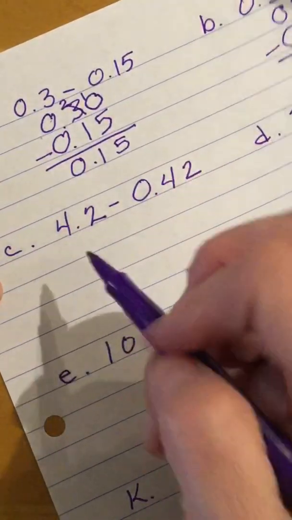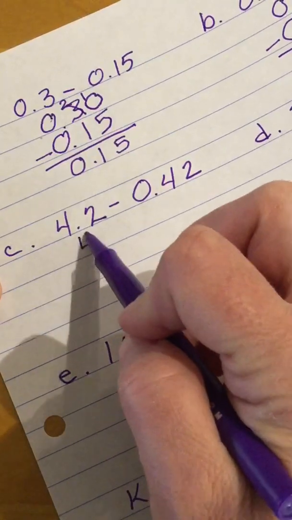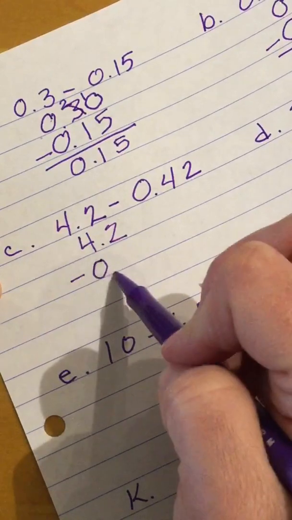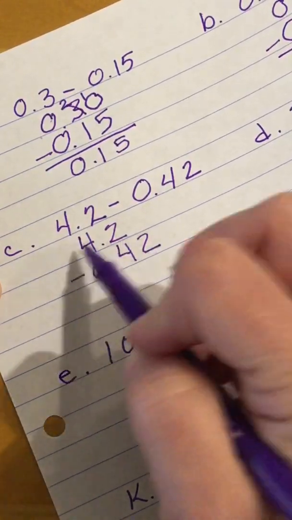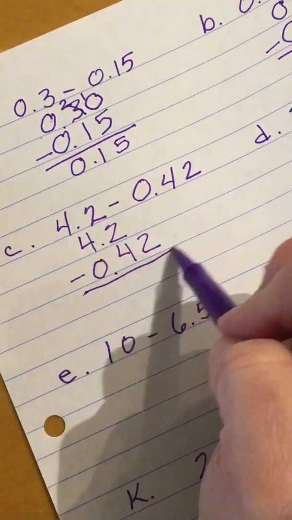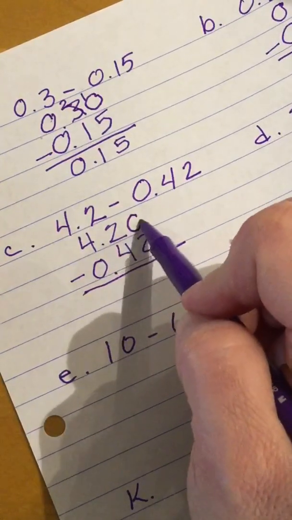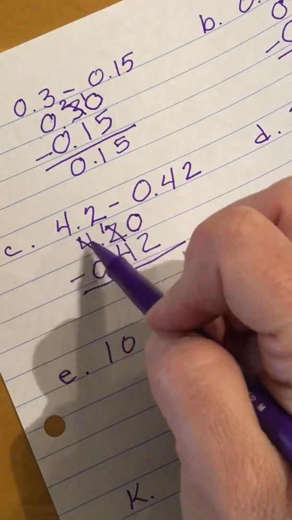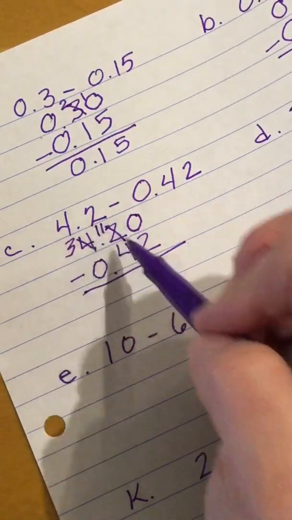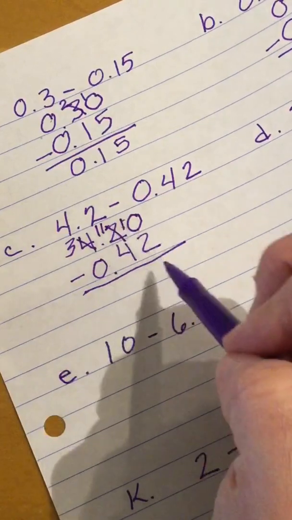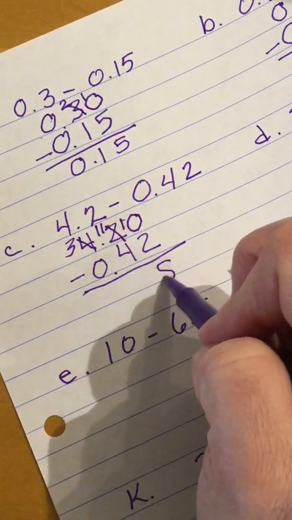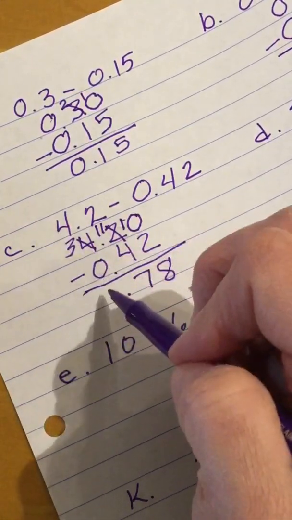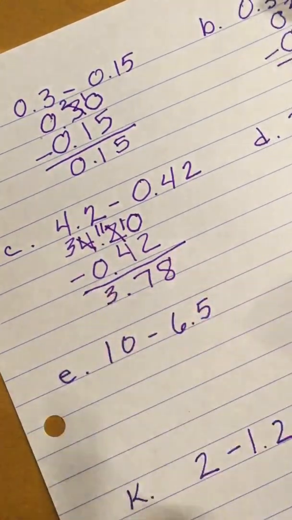All right, my next problem. I have 4.2 and I need to subtract 0.42, or 4 and 2 tenths, subtracting 42 hundredths, so I need to put my 0 there. I need to regroup. And I'm going to need to go out a little further to make it so I can do that one. So I have 10 subtract 2 is 8. 11 subtract 4 is 7. And 3 subtract 0 is 3.